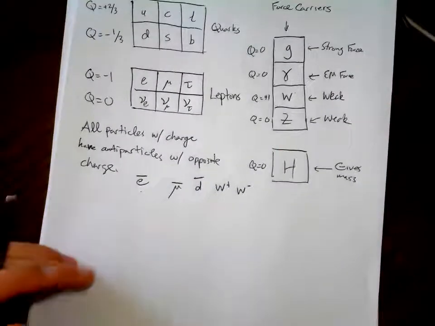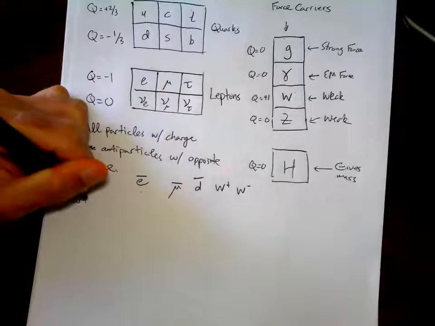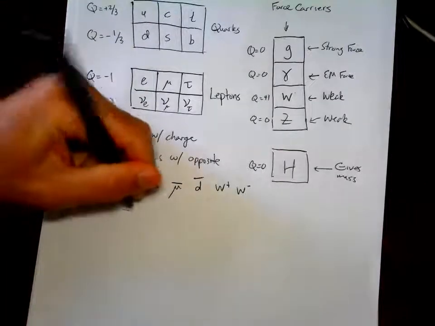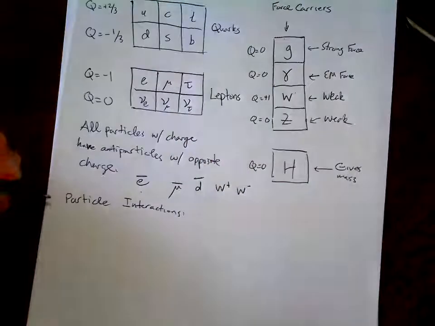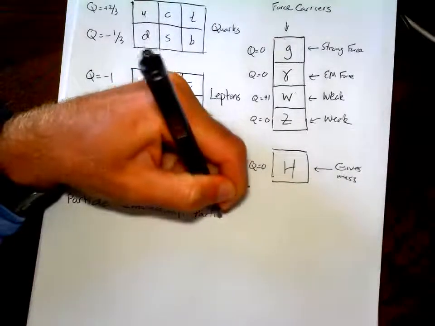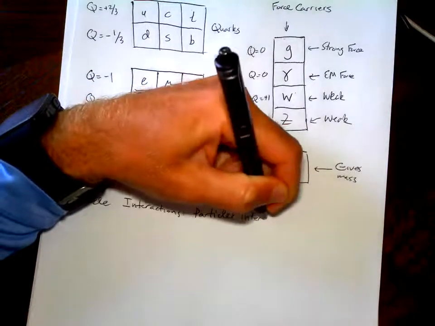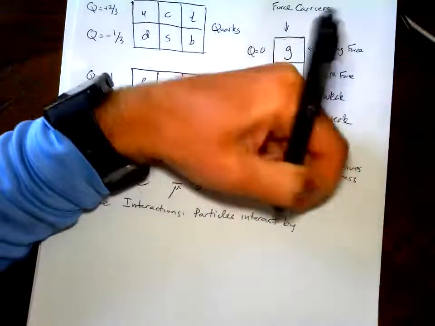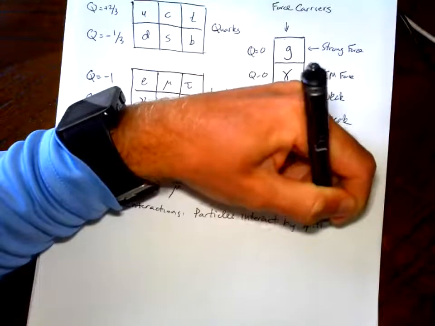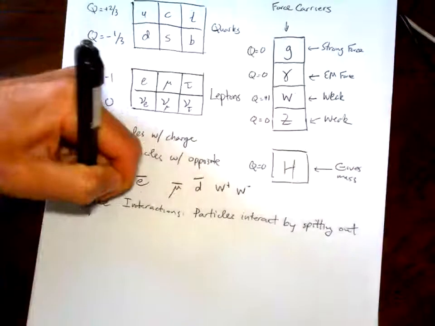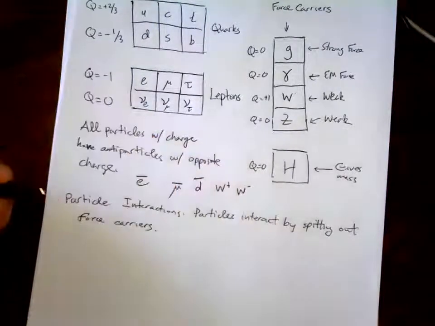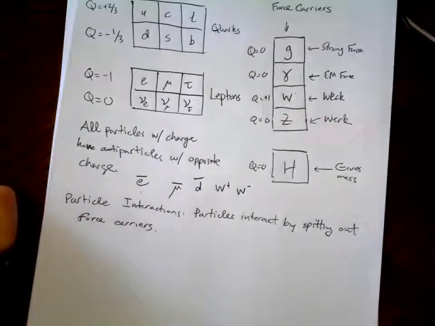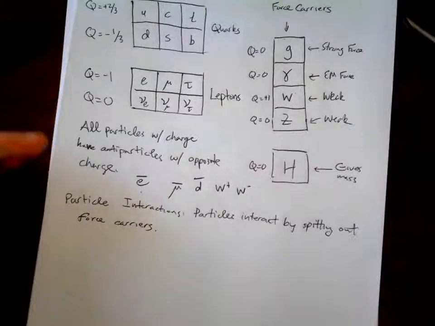So today what we're going to talk about is particle interactions. And it turns out that particles interact by spitting out force carriers. So all particles can spit out force carriers. Okay. So let's talk about the electromagnetic force, for example.